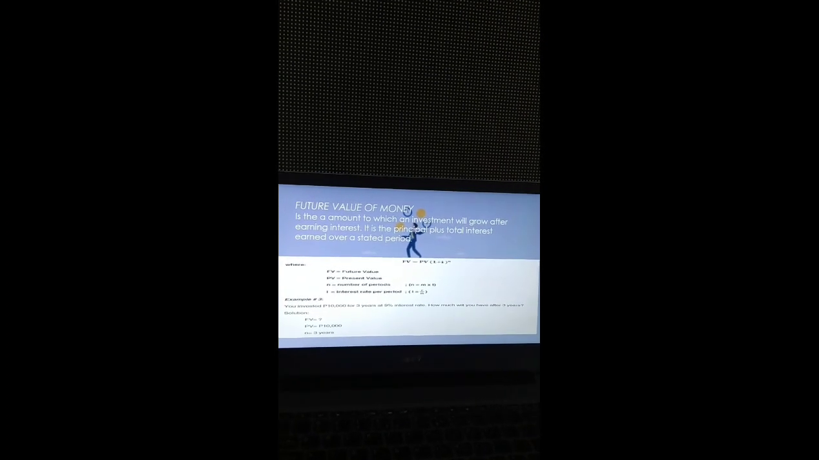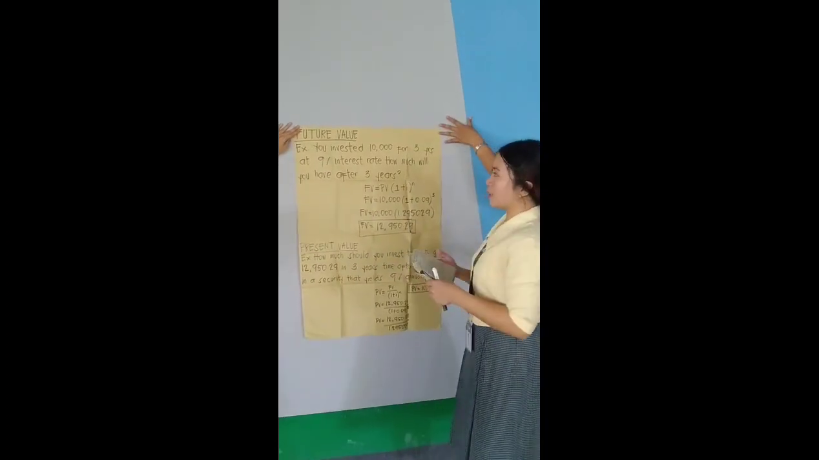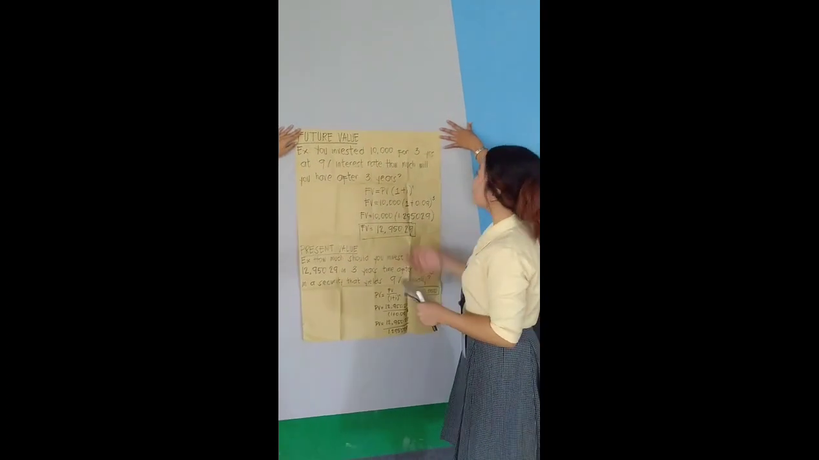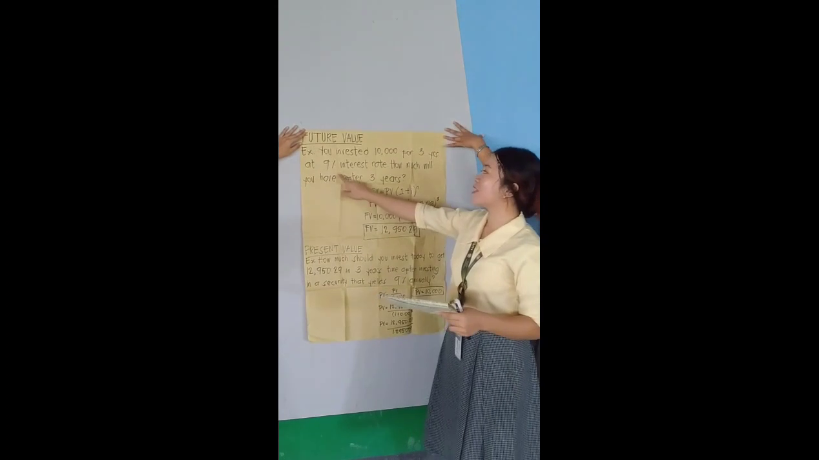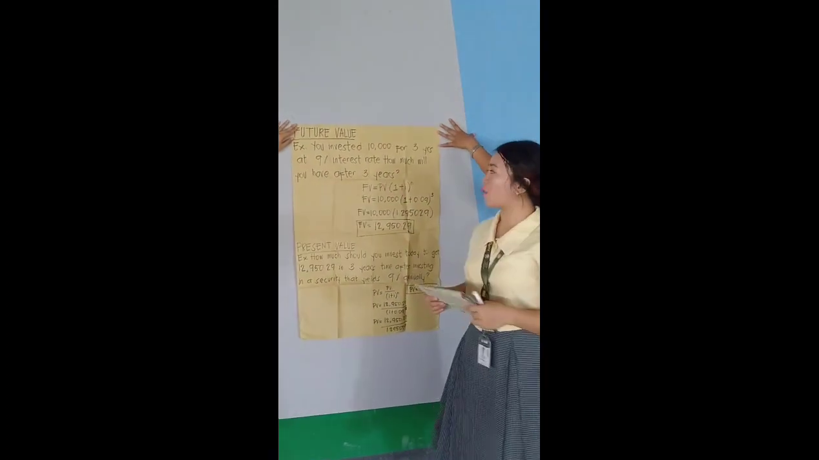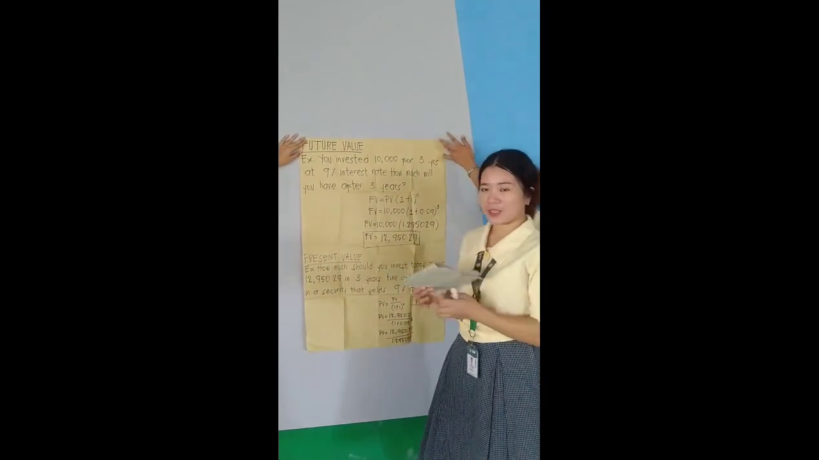To better understand, let's have an example. For example, you invested 10,000 for 3 years at a 9% interest rate. How much will you have after 3 years? So let's have the solution.